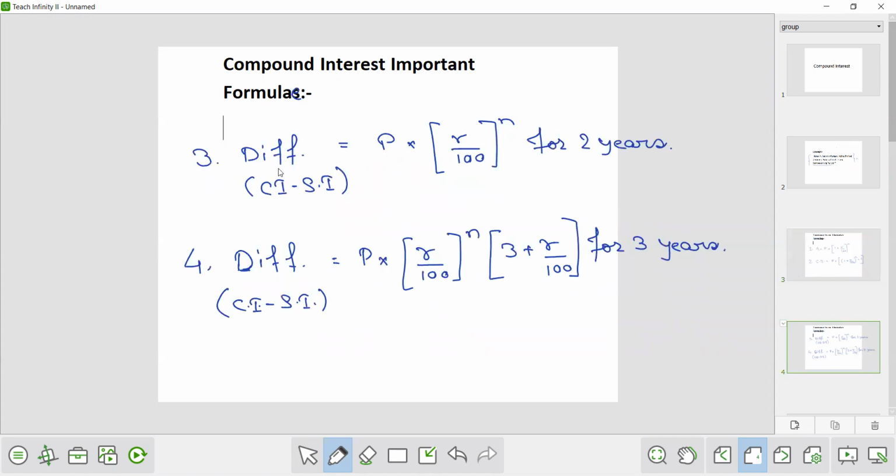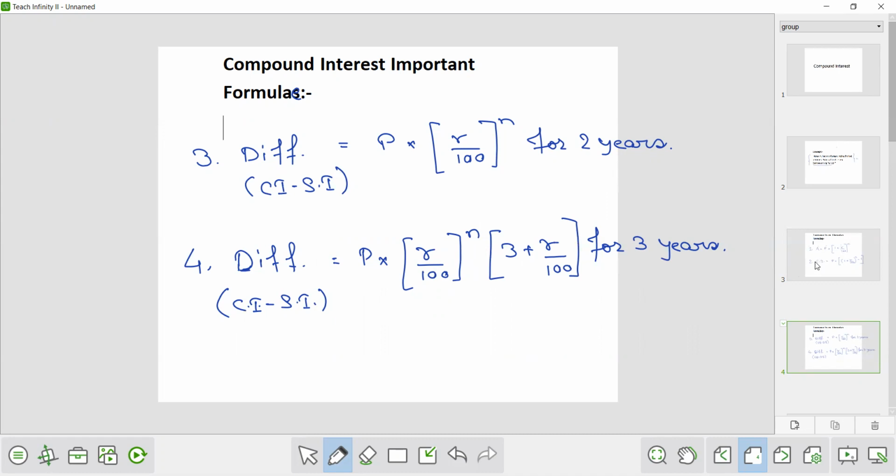Now the third formula: if the difference between CI and SI is given and you have to find the principal, how will you find it? The difference is equal to principal into (r by 100) raised to the power n for 2 years, and the difference for 3 years between CI and SI is calculated by this formula: P into (r by 100) raised to the power n into (3 plus r by 100).